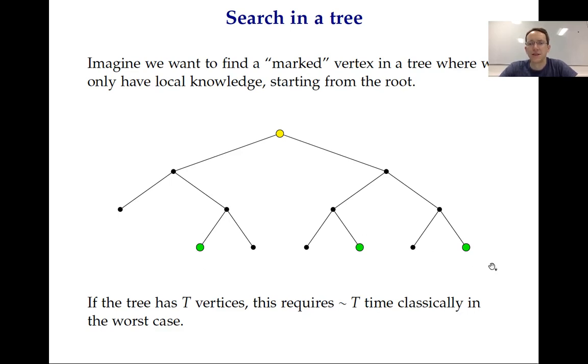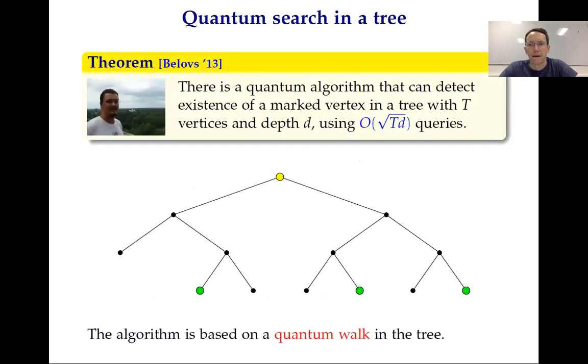And if the tree has t vertices, then classically, using an algorithm like depth first search takes time about t. So it takes about t iterations to find a marked vertex using this method. But it turns out that using an algorithm of Belov's from 2013, there's a quantum algorithm that can detect existence of a marked vertex in a tree with t vertices that has depth d, using order square root of t times d queries. So if d is very small compared with t, then this is a square root type speed up. And when I say queries here, I mean a query is looking at a vertex and saying, is it marked or not? Is it a good vertex?